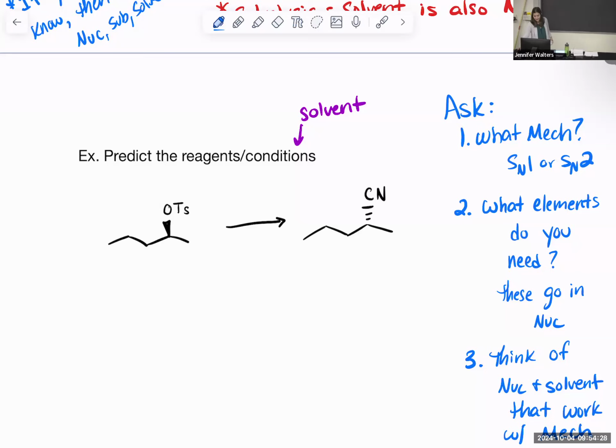Okay. This is what I want you to do though. Tell me what the mechanism is. Did that reaction have to be SN1 or SN2?